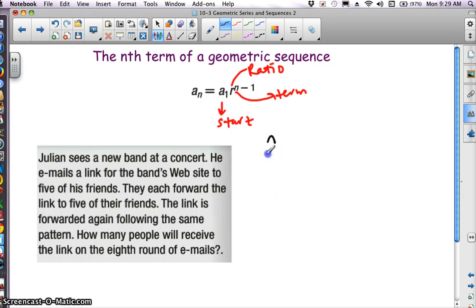So for this one, the starting value is going to be 5. Now, what are we multiplying by each time, each round? We're multiplying by 5 because each friend sends it to 5 more friends. And then it's the 8th round, so it's 8 minus 1. So go ahead and pause the video and see what you come up with on this.